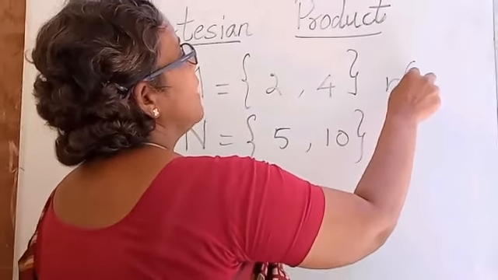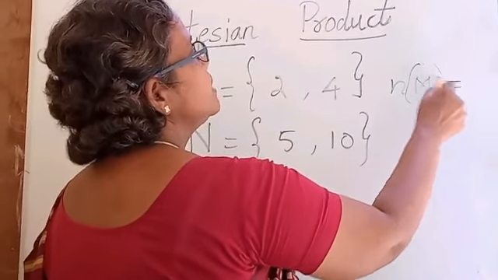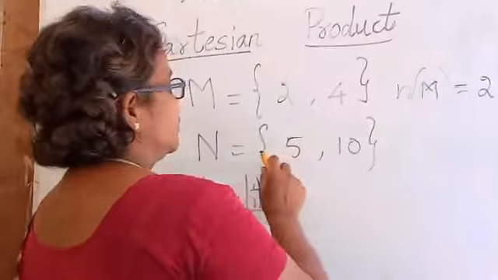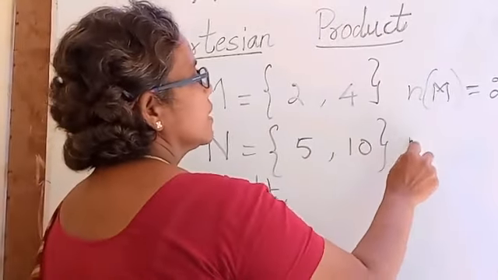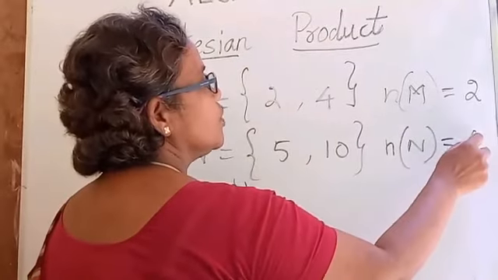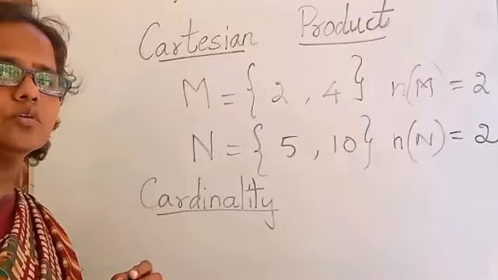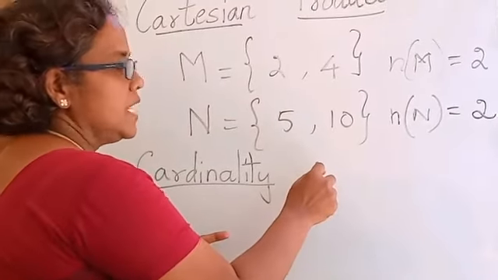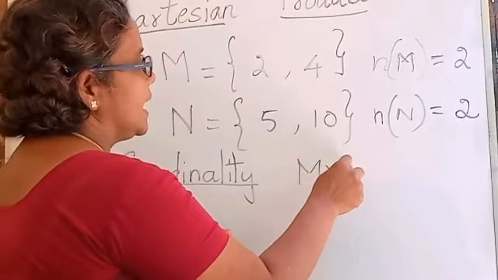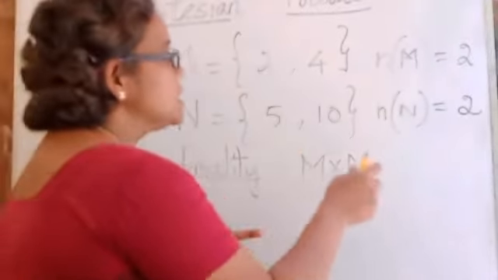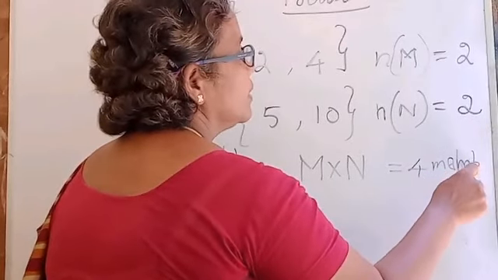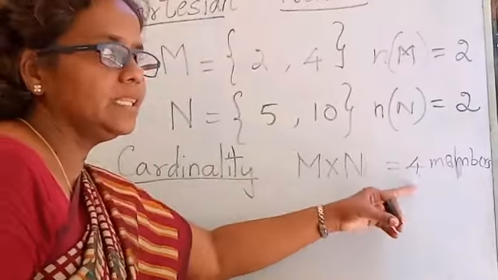So n(M) is equal to, how many elements does set M have? Set M has 2 elements, and therefore the cardinality of set M is equal to 2. Likewise, the cardinality of set N is represented like this mathematically, and once again the number of elements present in set N is equal to 2, and therefore the cardinality of set N is equal to 2. Now in the previous slide we saw the Cartesian product of set M and N, and you notice that it had 4 members. Clear? How did we get this?